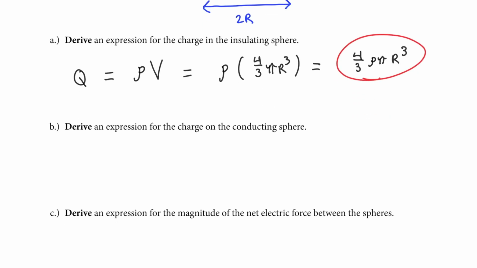All right. Charge on the conducting sphere. So this was an area density on a surface area. So it's sigma times the surface area of the sphere, 4 pi r squared. So we just get 4 pi sigma r squared.